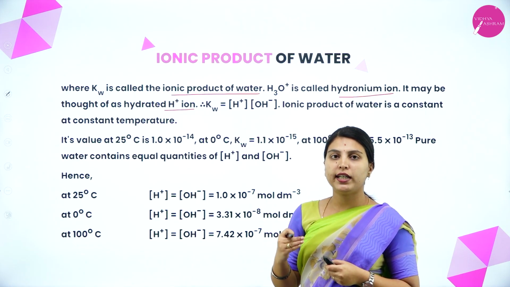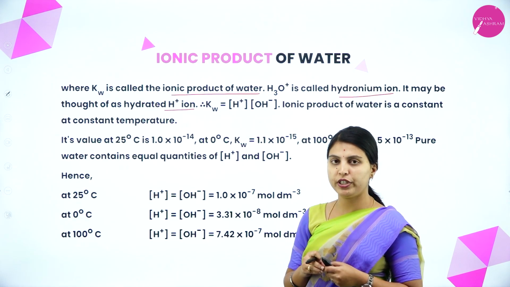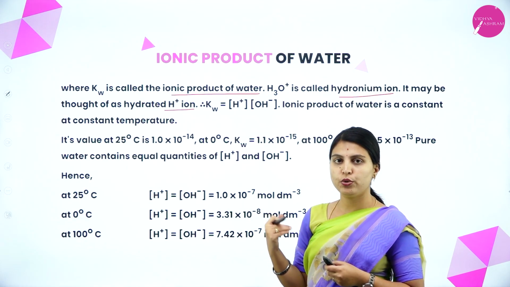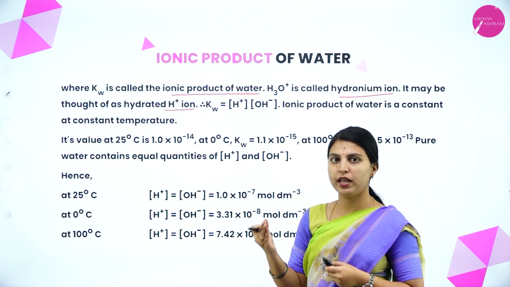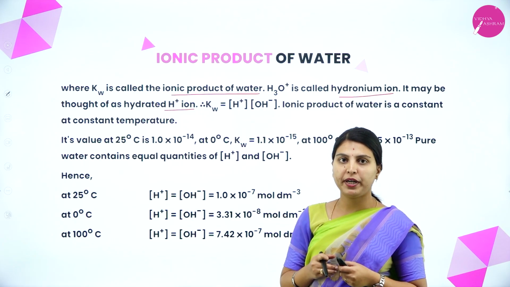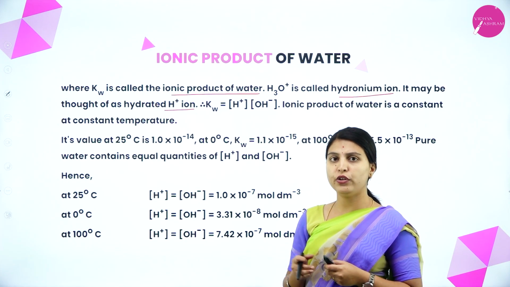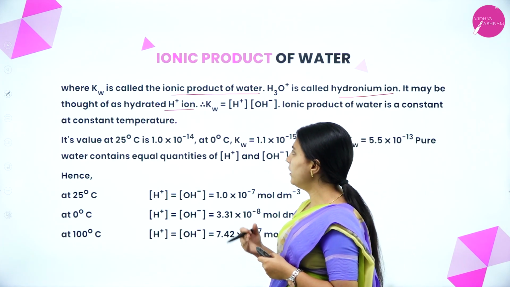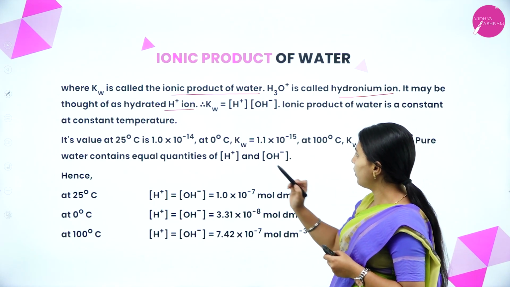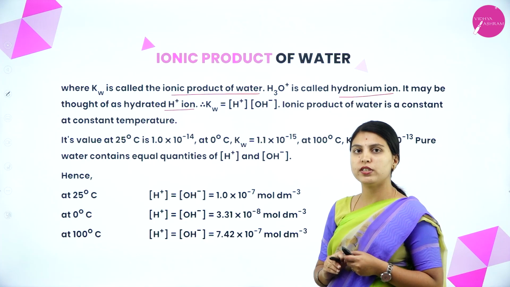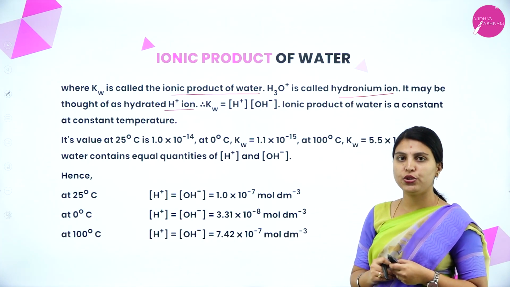Here, what they are telling is that very pure water can conduct electricity. They have shown two molecules of water ionizing into H3O+ and OH-, and they have calculated the molarity, getting 55.6. They say the ionic product of water equals the concentration of H+ times the concentration of OH-. So you can say water is neutral also.